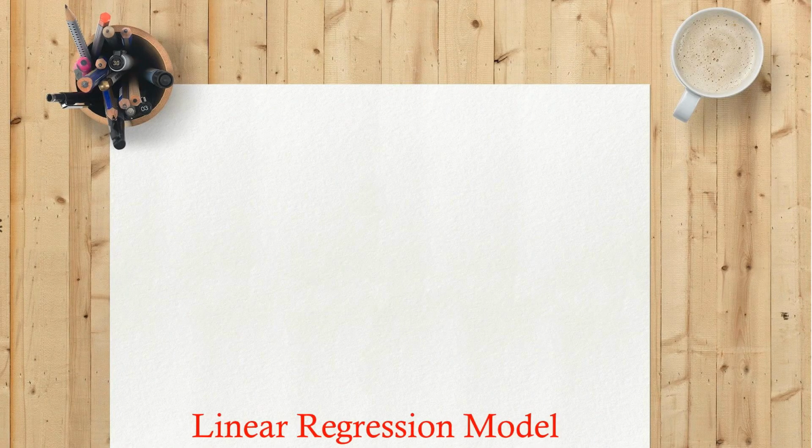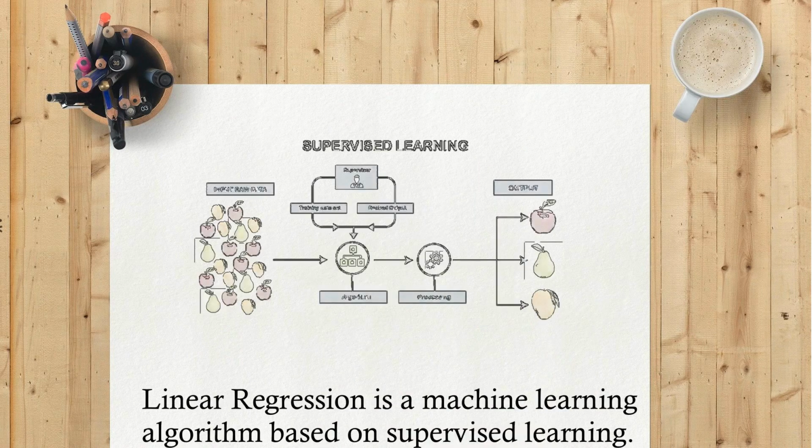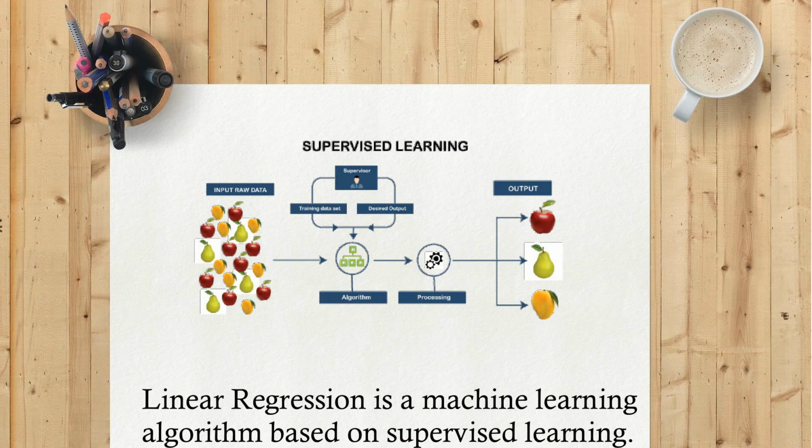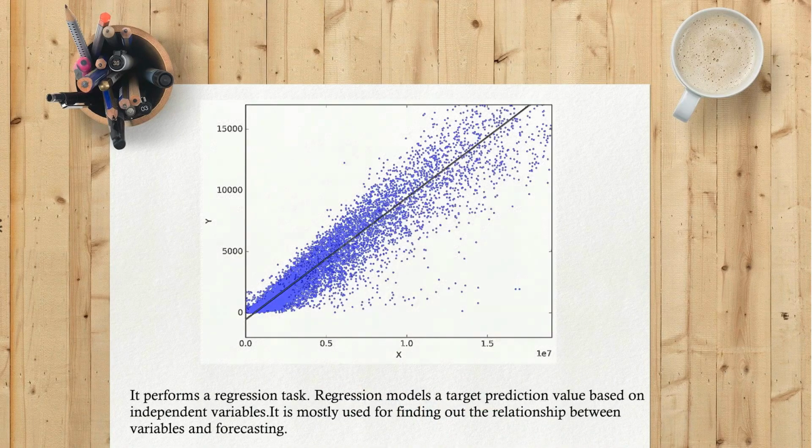Linear regression model. Linear regression is a machine learning algorithm based on supervised learning. It performs a regression task. Regression models a target prediction value based on independent variables. It is mostly used for finding out the relationship between variables and forecasting.